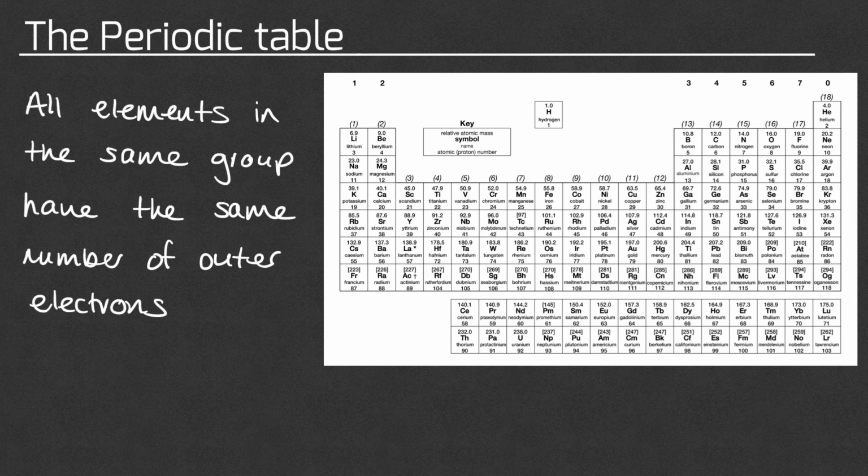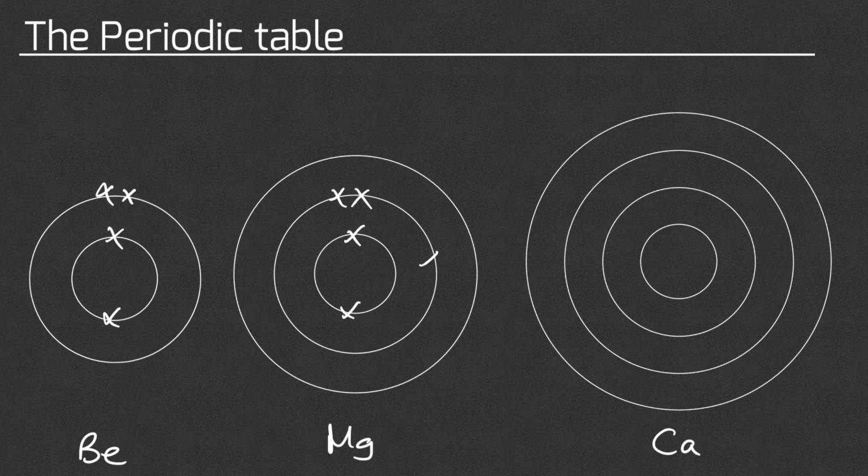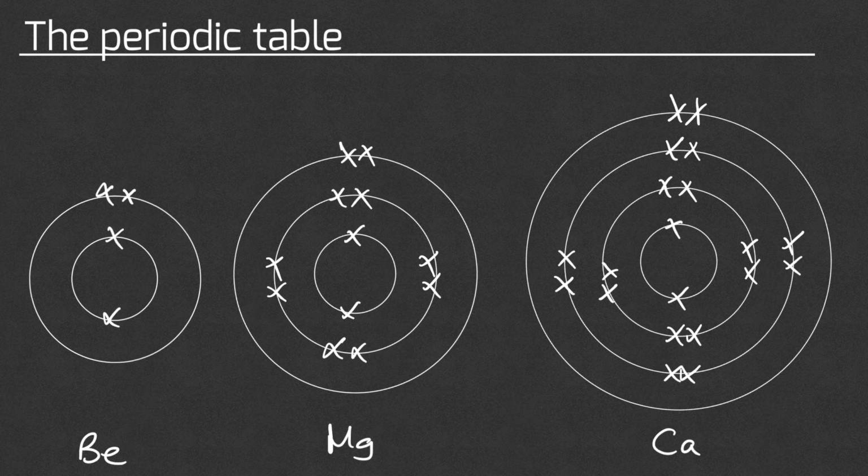All of the elements in the same group will have the same number of outer electrons. So, for example, all the elements in group 1 will have 1 electron in their outer shell. All of those in group 7 will have 7 electrons in their outer shell. The group numbers are given right at the top of the periodic table. You might see the end group given as group 0 or group 8. So, beryllium, magnesium, and calcium are all in group 2, and all of these elements have got 2 electrons in their outer shell.